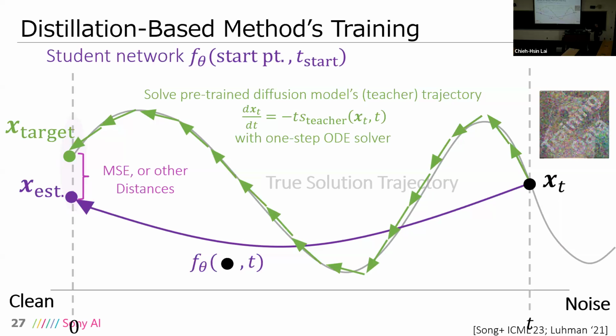Yeah. So to clarify, you are training a new neural network. Yes. The F neural network, which is a student neural network. Okay.